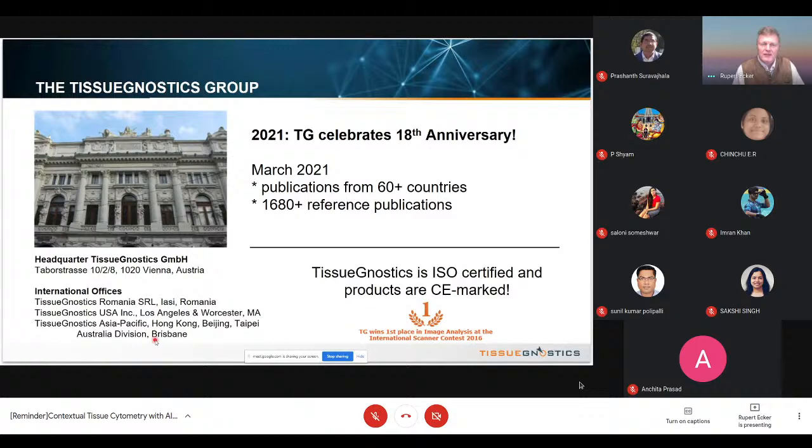What I would like to point your attention to is the fact that we now have a list of reference publications. Research groups from more than 60 countries on all continents have published almost 1,700 scientific publications using our technology. And the company is also certified for ISO 13485, which is the main quality norm for medical products. And this has been so since 2008.